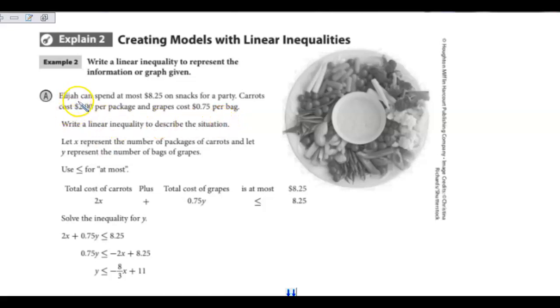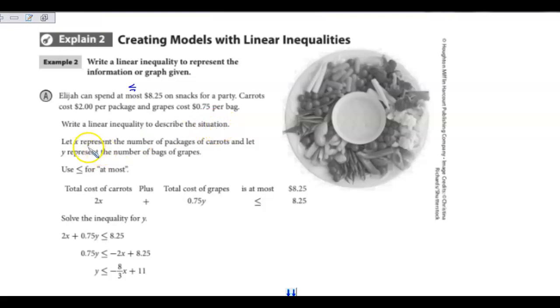They give us some information. Elijah can spend at most $8.25 on snacks for a party. At most means he can't spend more than that, so it's going to have to be less than or equal to $8.25. Carrots cost $2 per package and grapes cost 75 cents per package. We're going to write a linear equality or inequality to describe the situation.